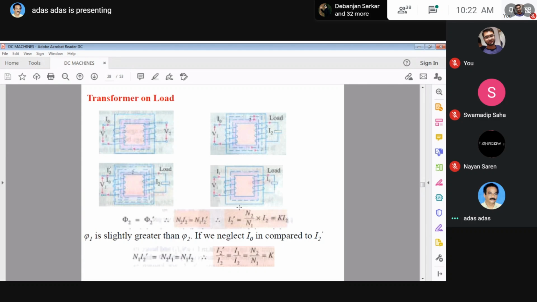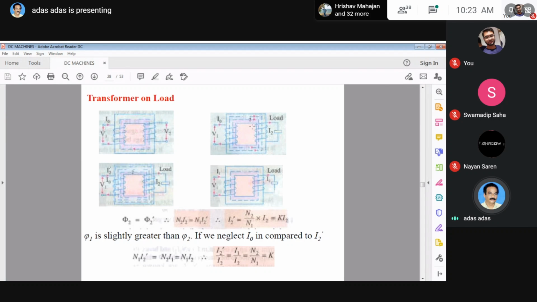Okay, next come to this slide, transformer on load. Up to this we have considered the transformer with no load. Now you connect the load. Okay, you know this figure, which is no load. Now connect the load here.